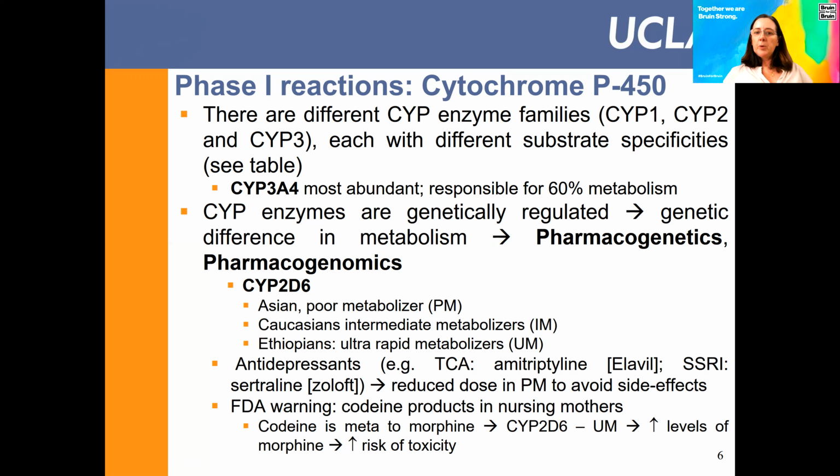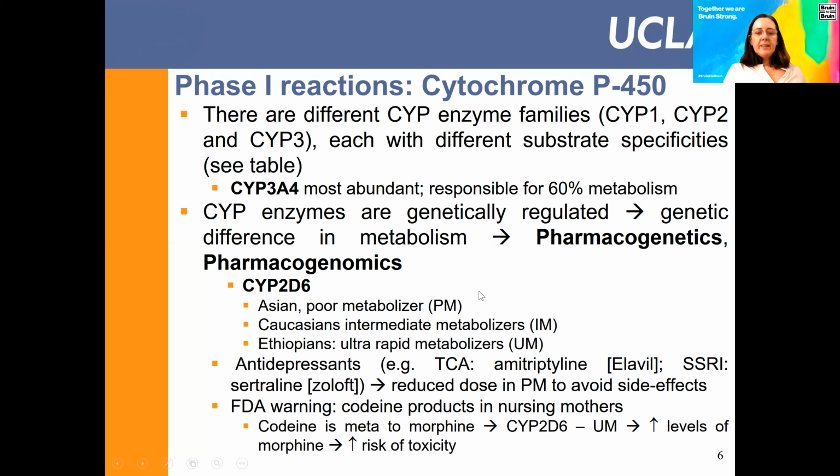And also based on ethnicities, we found that some of those enzymes are working differently in different ethnicities. So for example, here I have the CYP2D6 enzyme, and their pharmacogenomic or pharmacogenetics showed that Asians are poor metabolizers, Caucasians are intermediate metabolizers, and Ethiopians are ultra metabolizers.